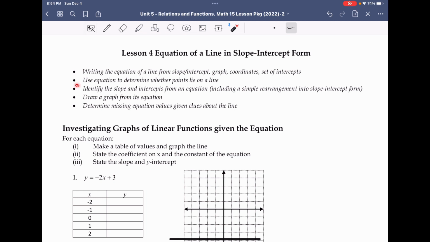We're going to use that equation to determine whether points lie on that line, identify that slopes and y-intercepts have a certain form and are in a certain place in any given equation, draw a graph from its equation, and then determine the missing equation values given clues about the line.